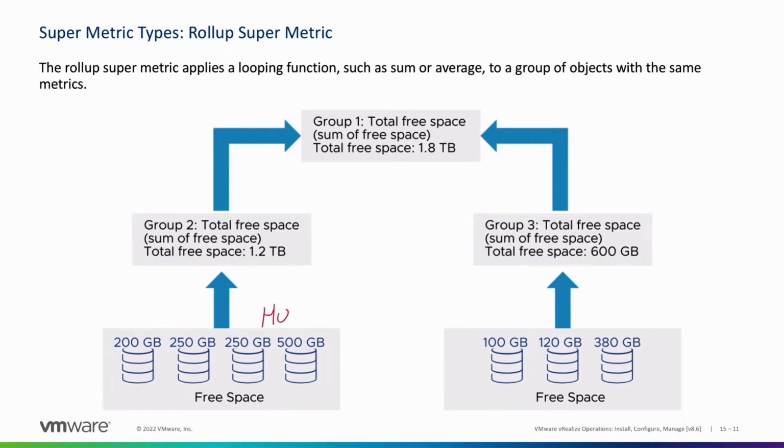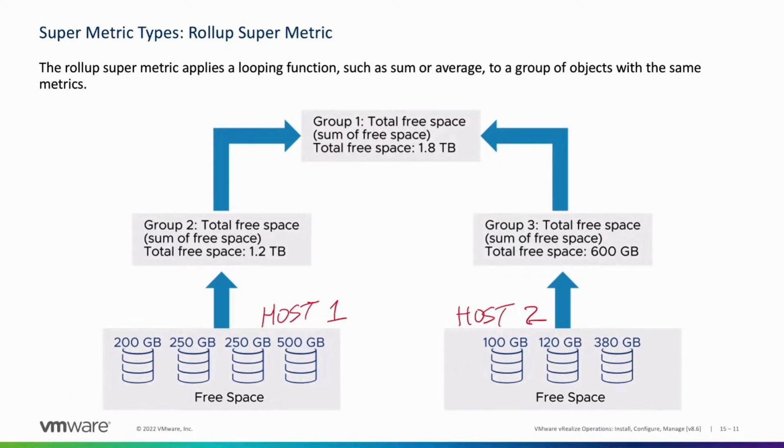So again, a moment ago, we just said, let's use that formula to calculate the free space for host 1, but we could use that same super metric for host 2. When we did the super metric on host 1, we found out 200 plus 250 plus 250 plus 500 is 1.2 terabytes of free disk space in host number 1. So our super metric says that host 1 has 1.2 terabytes. Using that same super metric on host 2, we discover 100 plus 120 plus 380 is 600 gigabytes.